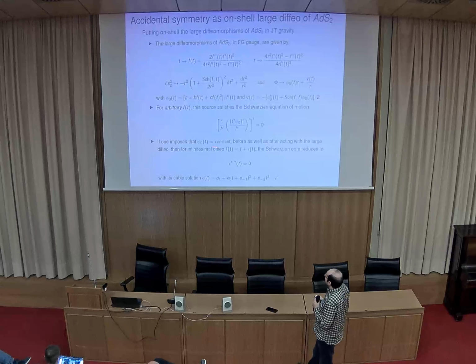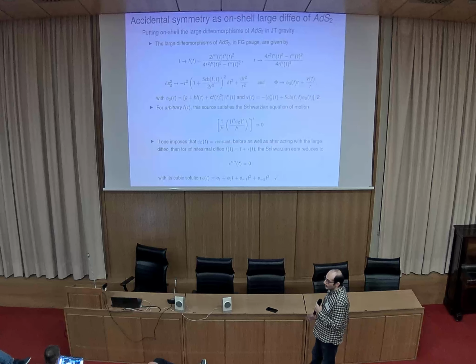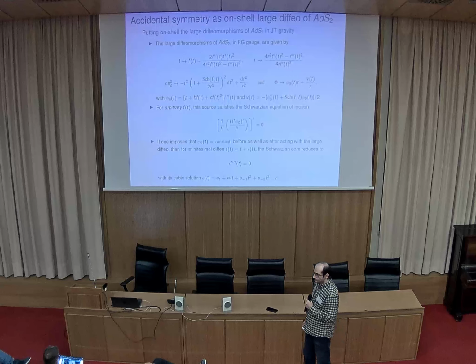And indeed, if you set phi naught constant in this equation, the Schwarzian equation, it turns into an equation for f of t. If you consider only linearized diffeos, so f of t is t plus epsilon of t, this equation is just these 4 derivatives of epsilon, and it has the 4 solutions that we have already seen: the 3 things that are associated with the SL2 isometries, and the 4th one, which is the accidental symmetry.